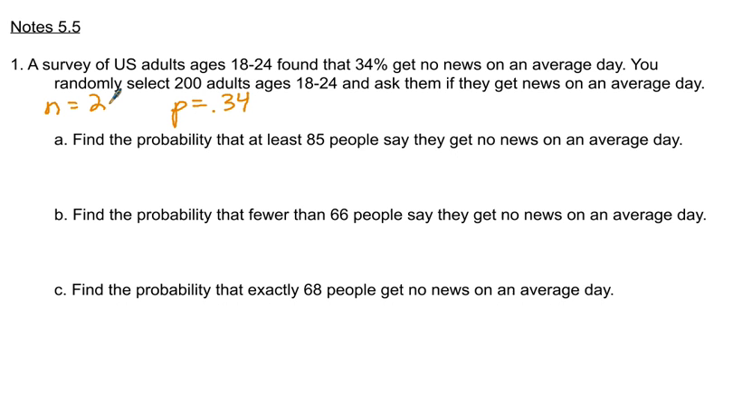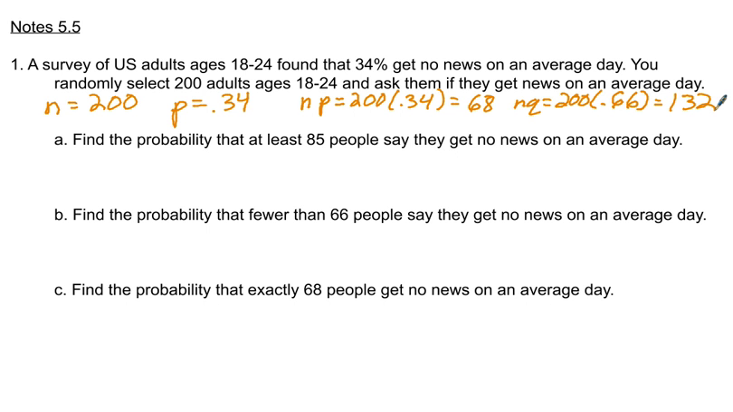All right, we're randomly selecting 200 people. So before we answer any of the probability questions, we just have to verify that this is approximately normal. So np would be 200 times 0.34. That equals 68. And nq is 200 times 0.66. Right? And that will be 132. So this is going to be approximately normal. We don't have to worry about that.